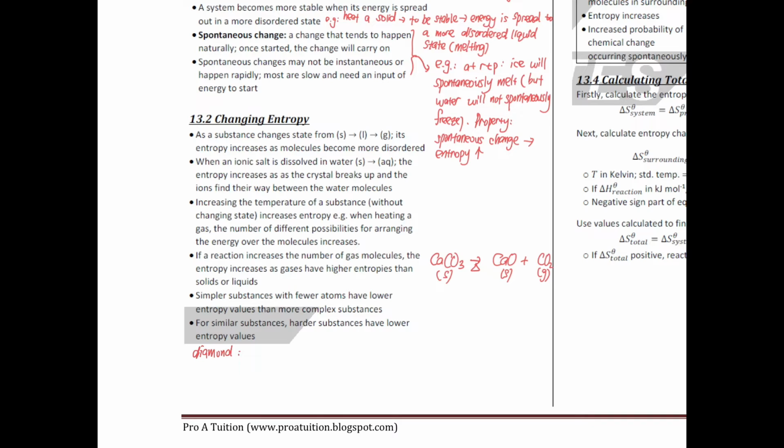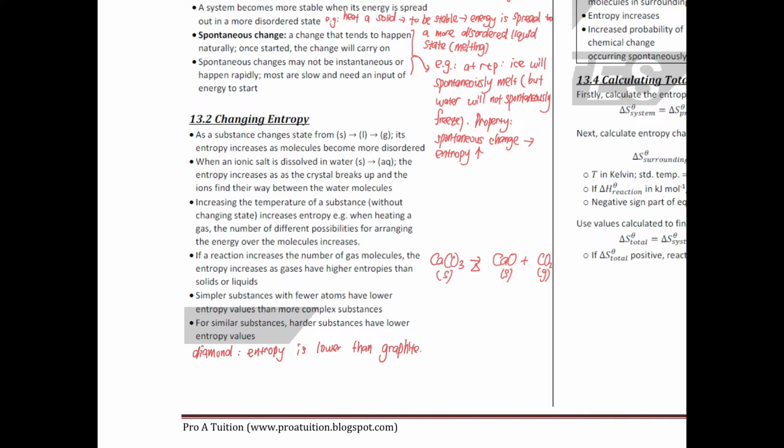Because if you look at diamond, it is ordered. They are arranged in order. They are just tetrahedral shapes throughout the whole structure. So it's ordered. So the entropy is lower than graphite. Graphite is not as hard as diamond, obviously. You can cut graphite. Graphite is soft. So in terms of entropy, graphite has a higher entropy.